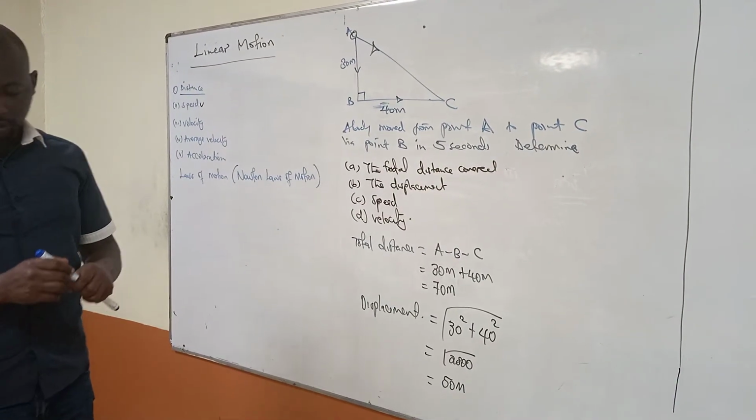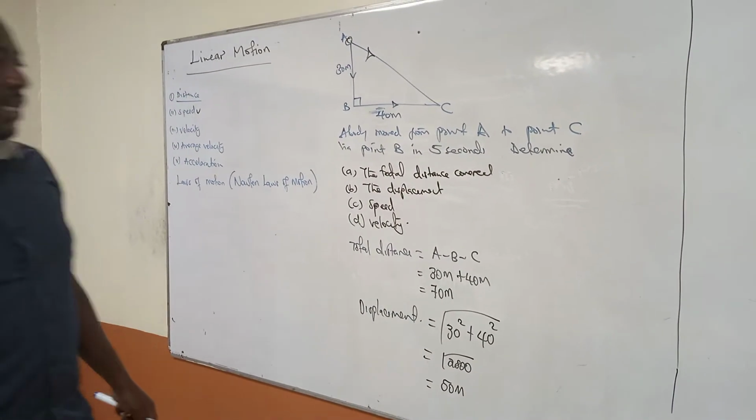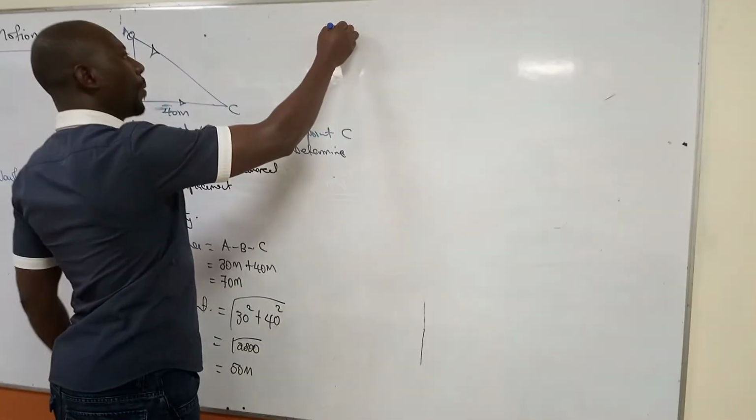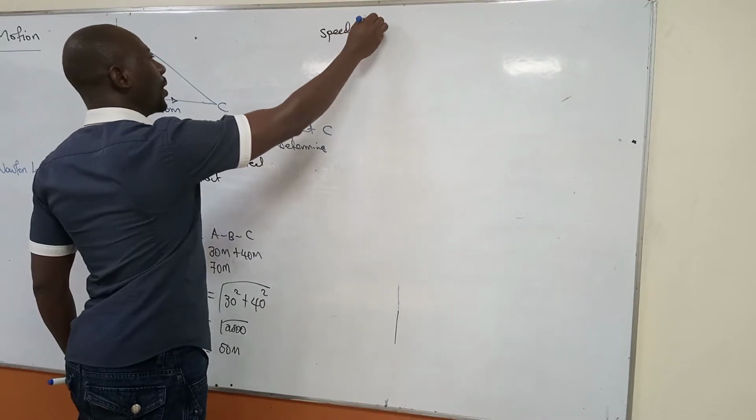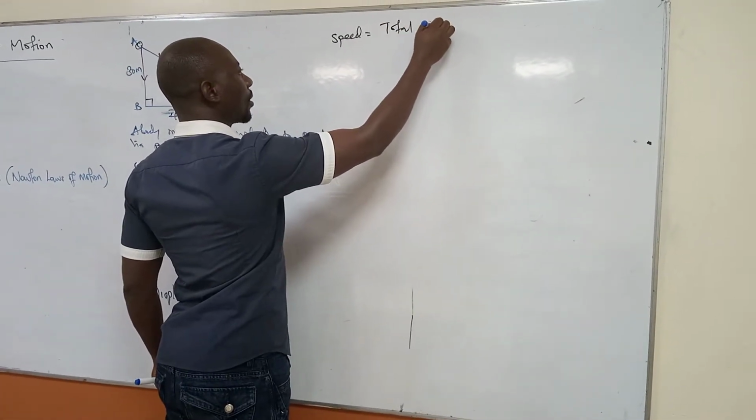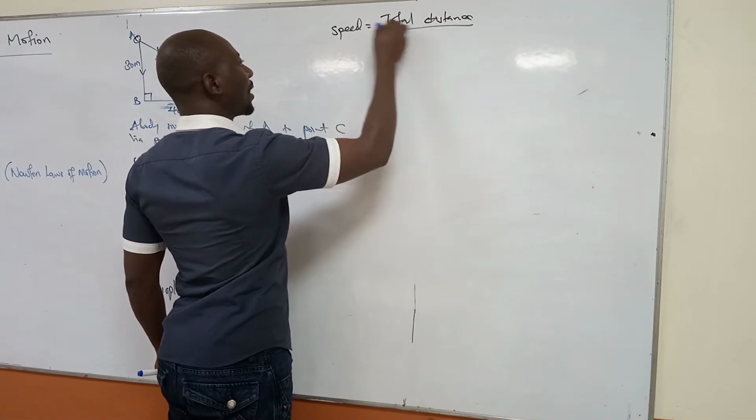Then the next question you are told to get is the speed. To get the speed, speed we defined to be the total distance over time taken.